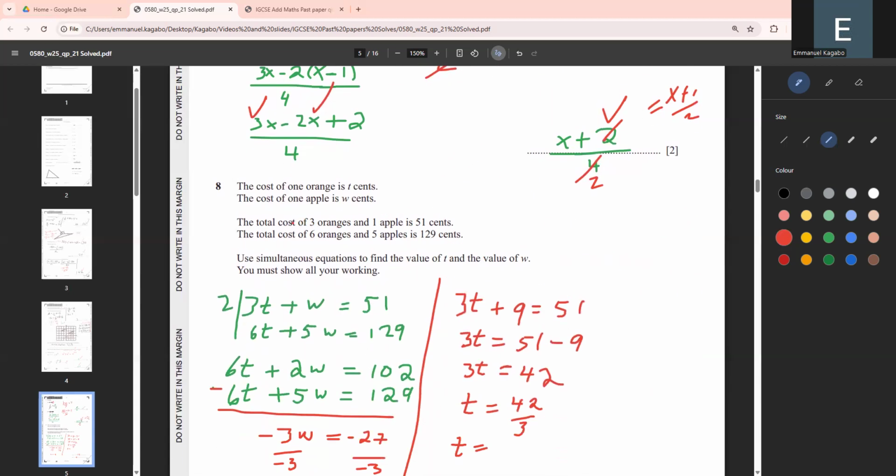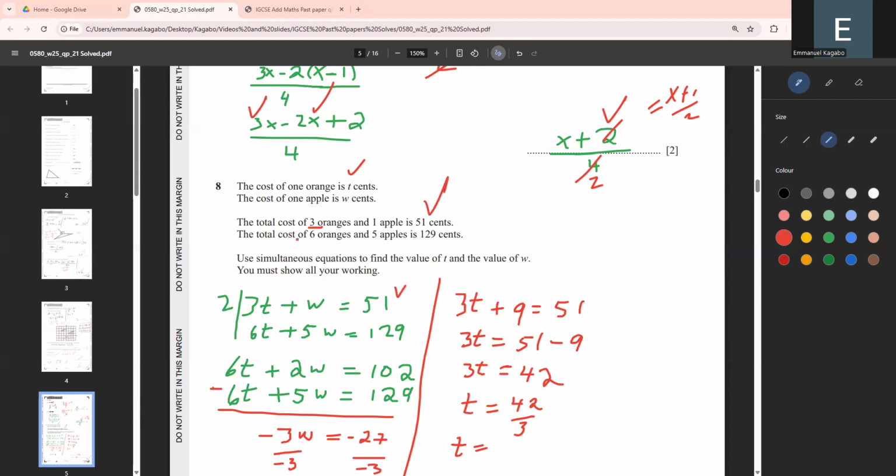Question 8. The cost of 1 orange is T cents, and the cost of 1 apple is W cents. This question is about simultaneous equations. The cost of 3 oranges, and orange they said is T, so that's why I have 3T here. And then they said 1 apple, that's why I have 1 times W here, and the total is 51. First simultaneous equation.